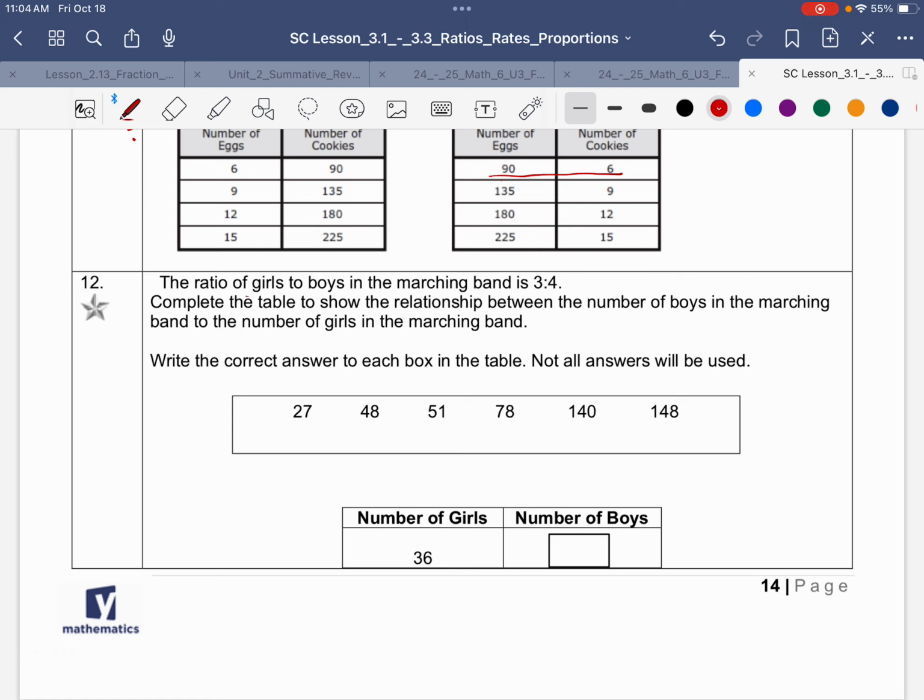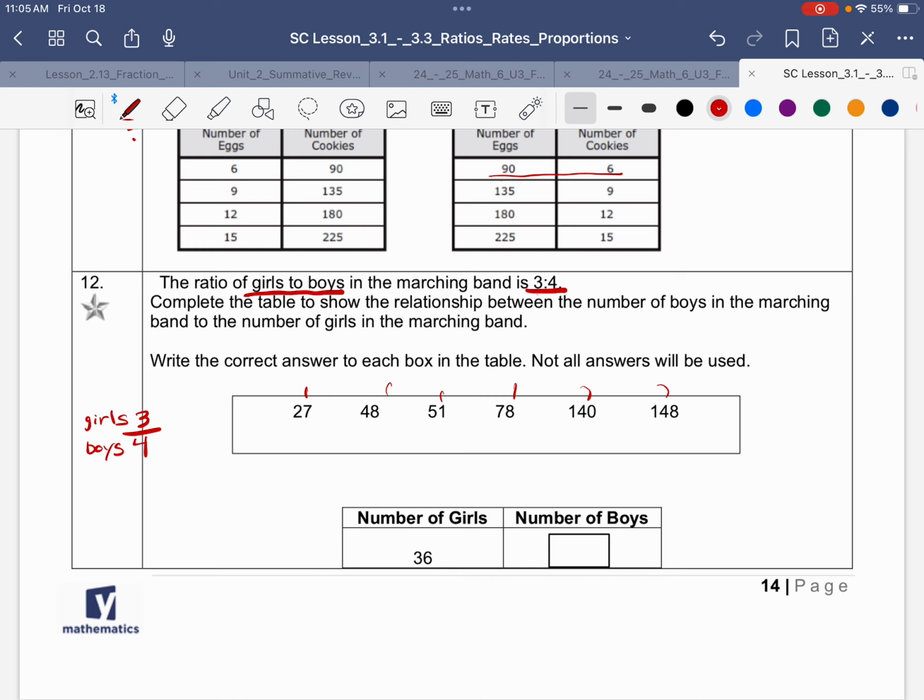The ratio of girls to boys in the marching band is 3 to 4. So what that means is, if we're writing our ratio, we'll have girls 3, boys 4. So if we write that as a fraction, it's girls 3, boys 4. Complete the table to show the relationship between the number of boys in the marching band to the number of girls in the marching band. Write the correct answer to each box in the table. Not all answers will be used. So what they mean is all of these answers here will not be used, but these are your answer choices.